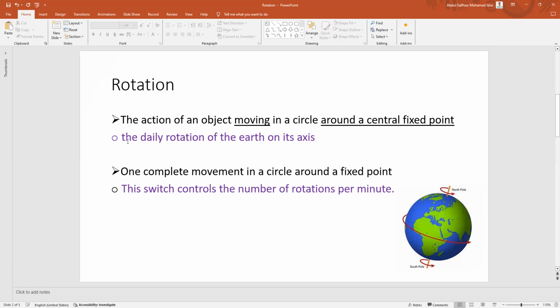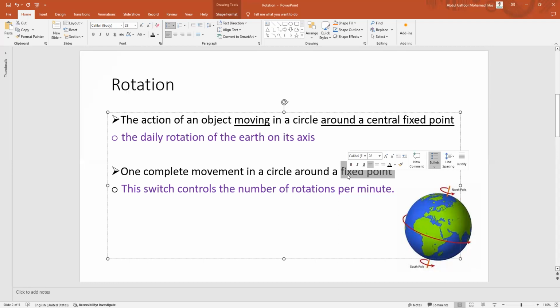If you look at an example, the daily rotation of the earth on its axis. Keeping this axis fixed, the world is rotating. And the second definition is one complete movement in a circle around a fixed point. So here also, around a fixed point. Rotation can occur around a fixed point only, so there should be a fixed point.